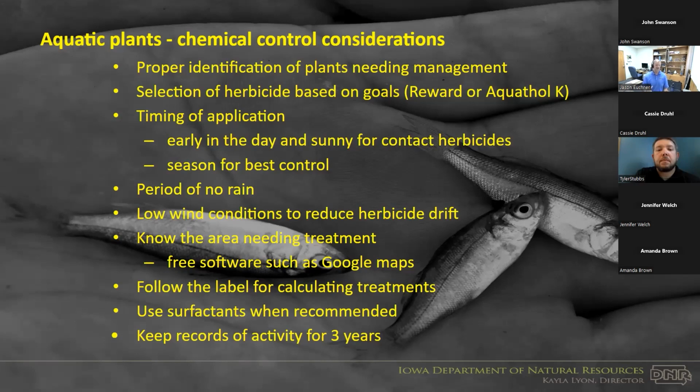We're going to want a period of no rain, because you don't want your chemical to wash out, based on your watershed size. You're going to want low wind conditions, so you have less herbicide drift. And then one thing I always try to urge pond owners is to utilize free software like Google Maps, so that you actually know you're treating a half acre or a third of an acre, because that makes a big difference on the amount of herbicide you would use.